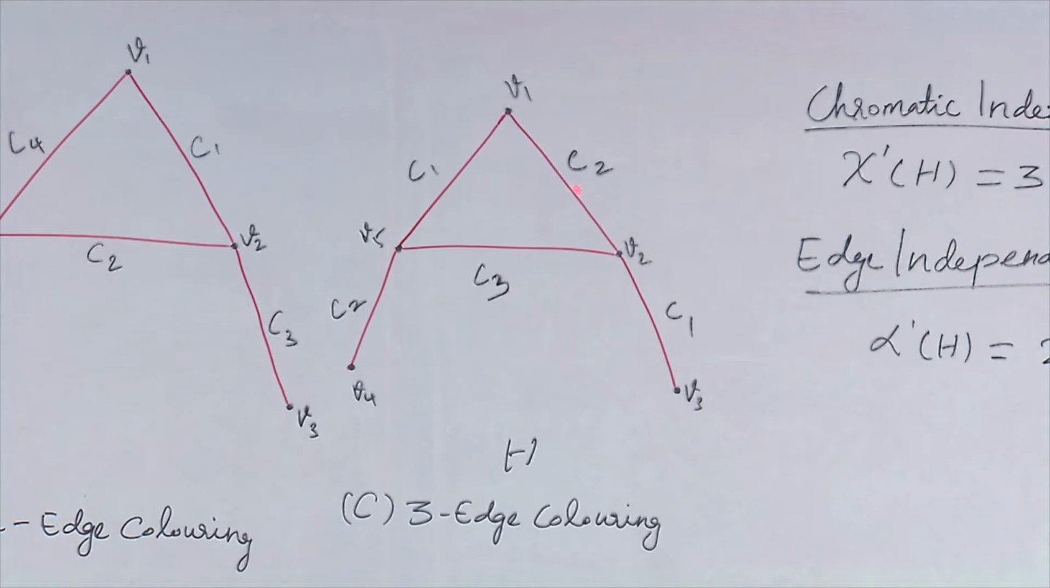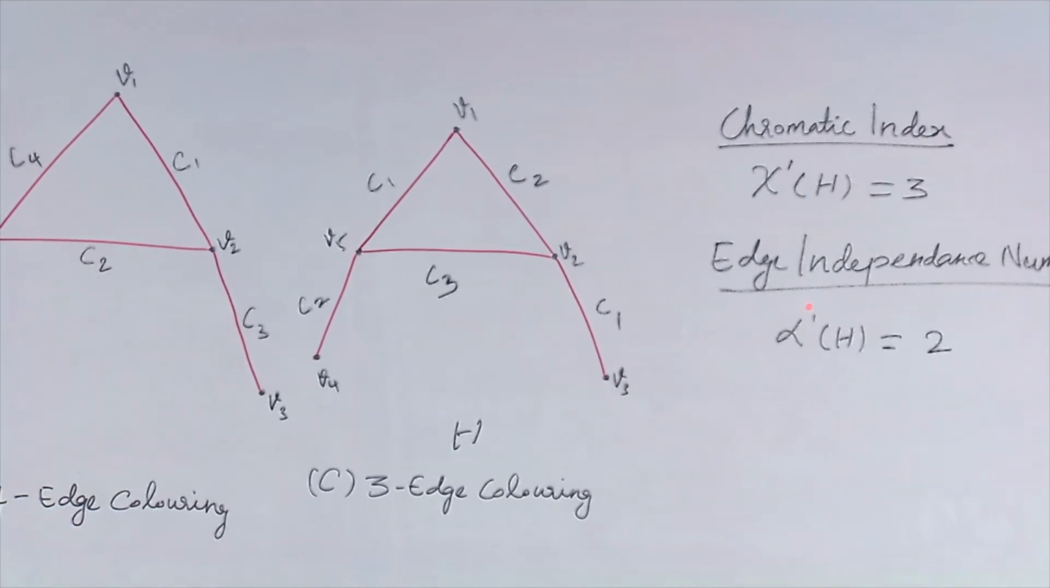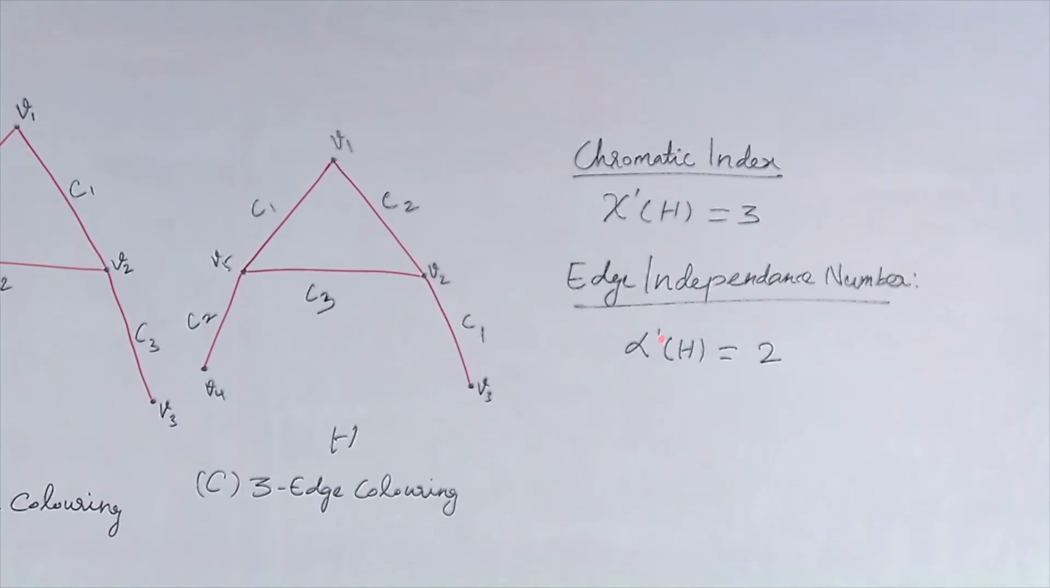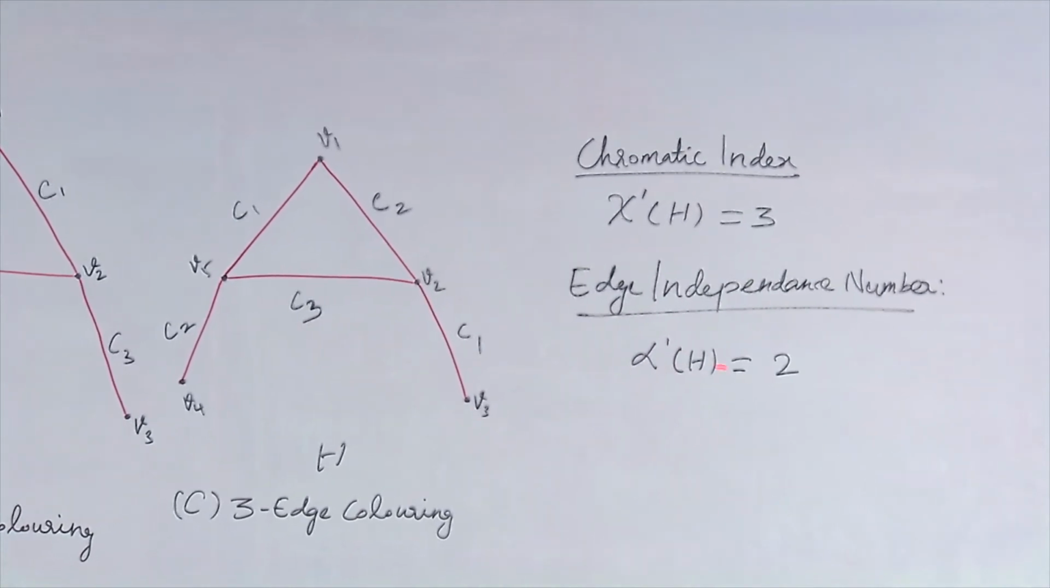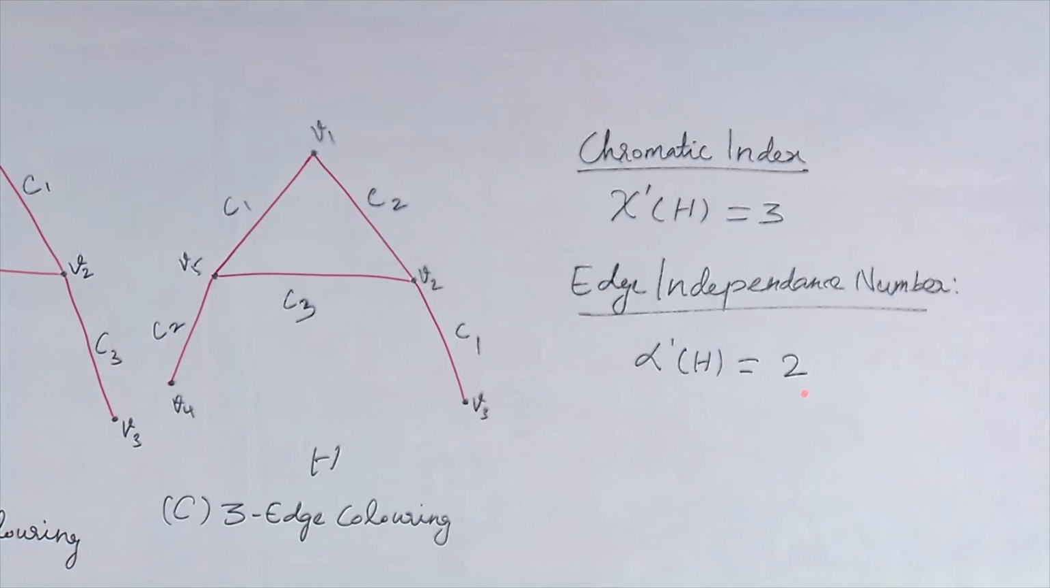So, anyhow, my maximal edge independent set will consist of only 2 elements, and here we are interested in finding the cardinality of the maximal independent set, and we are going to denote that by alpha dashed. For vertex independent set, we denoted it by alpha. Here for edge, we are denoting it by alpha dashed. Alpha dashed of this H is equal to 2, because the cardinality of the maximal independent set is 2.